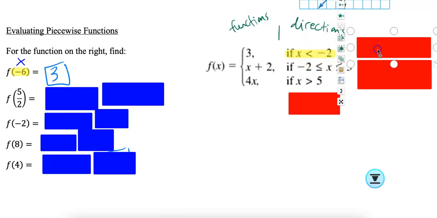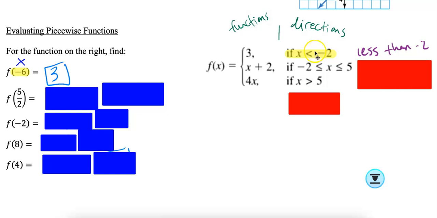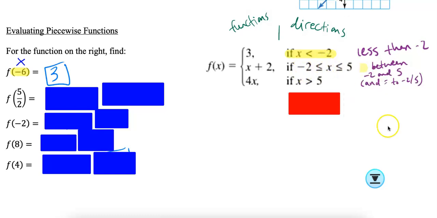So I forgot to talk about this over here. Real quick, again, this inequality just means that the x value is going to be less than negative 2. This inequality over here is inwards, meaning that the number is between negative 2 and 5, and it can be including those numbers. And our last function, x has to be greater than 5.